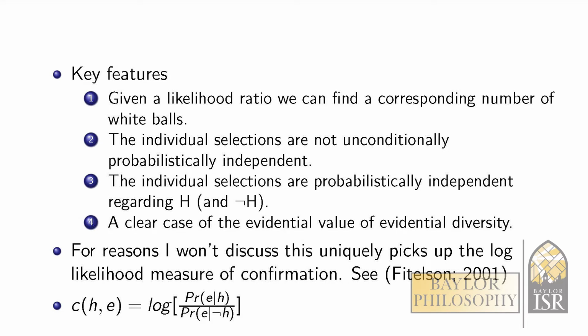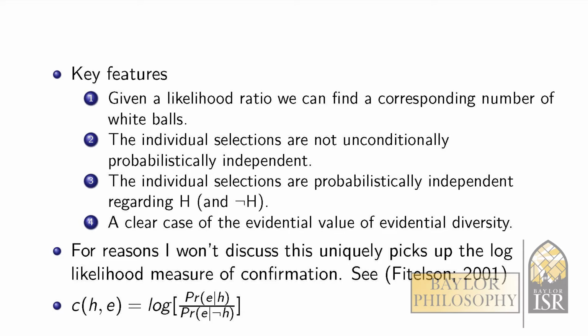Given a likelihood ratio, we can find a corresponding number of white balls. It's a really nice feature. The individual selections aren't unconditionally independent, but they are probabilistically independent regarding H and not H, and this provides a really clear case of the evidential value of evidential diversity.